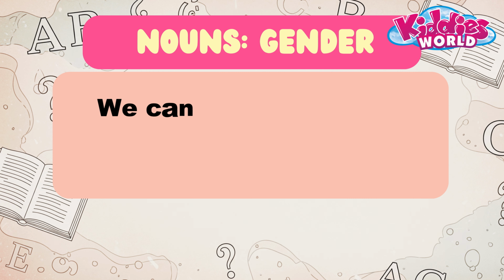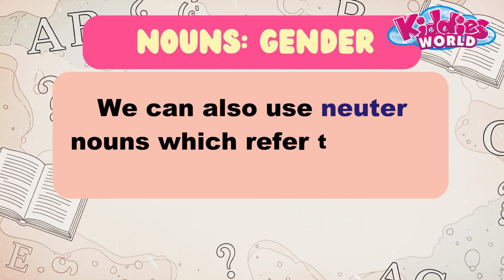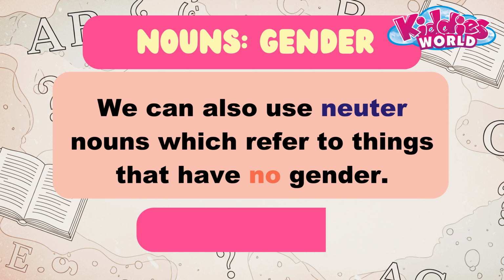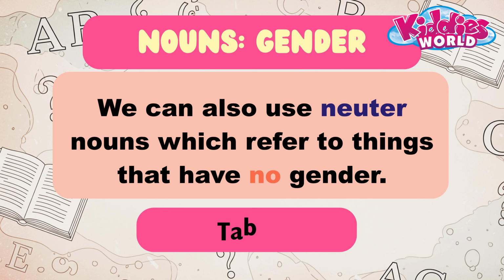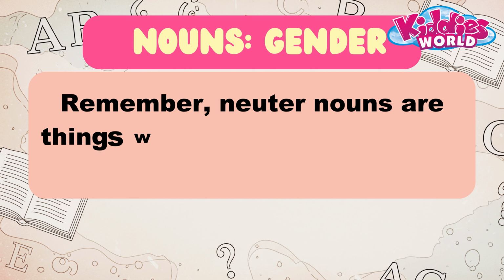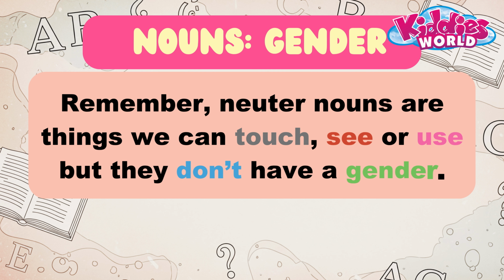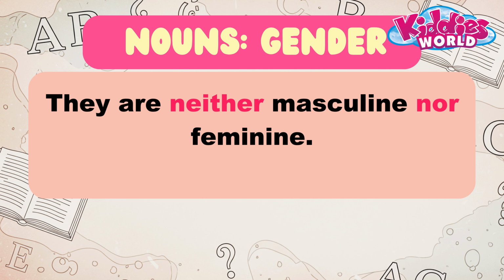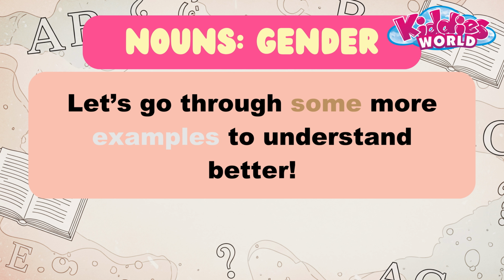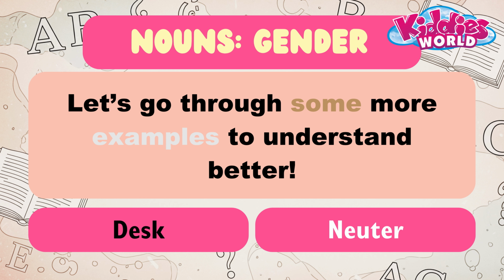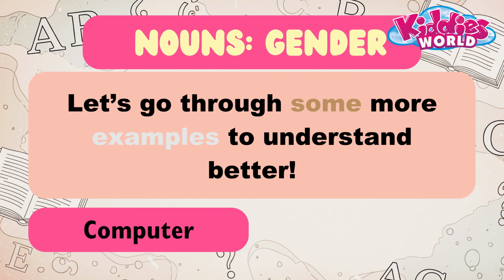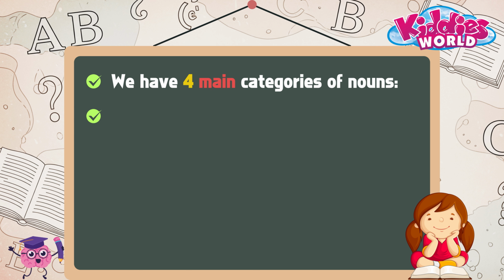We can also use neuter nouns, which refer to things that have no gender. Some examples are book, pen, chair, bag, cable. Remember, neuter nouns are things we can touch, see or use, but they don't have a gender. They are neither masculine nor feminine. Let's go through some more examples to understand better. Car, neuter. Desk, neuter. Cup, neuter. Computer, neuter.